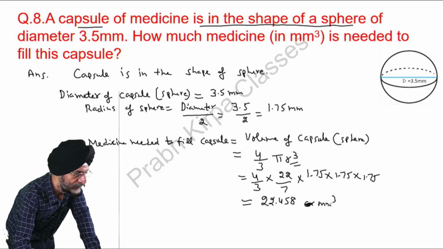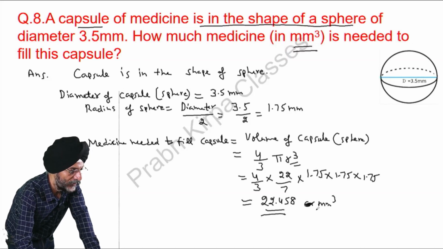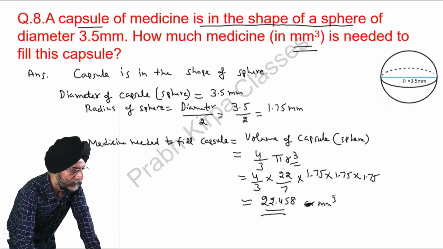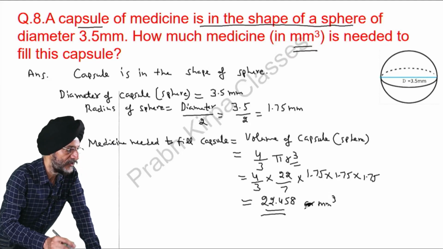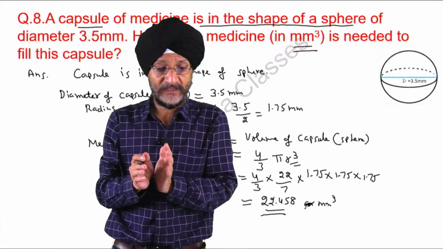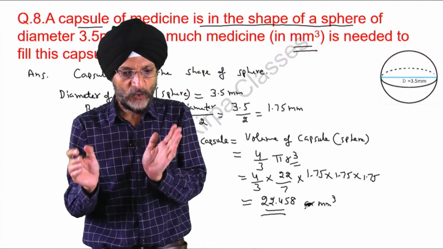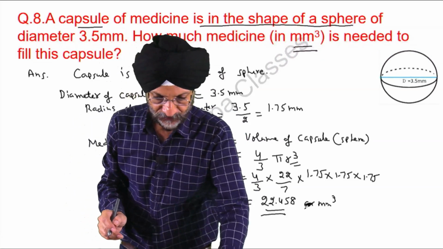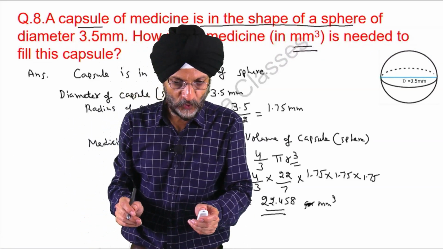Cubic millimeter, because here the medicine is in millimeter, we will arrive at 22.458 cubic millimeter. This is the answer. This is the amount of medicine which is required to fill the capsule. Cubic millimeter.